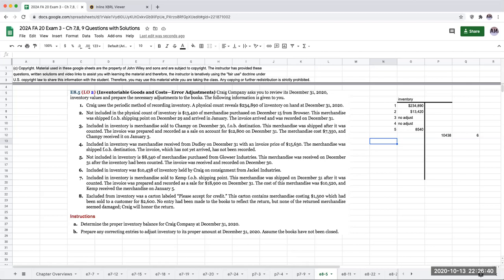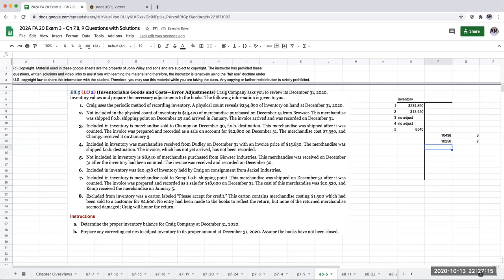Number 7, included in inventory is merchandise sold to Kemp FOB shipping point. The merchandise was shipped on December 31st after it was counted. The invoice was prepared and recorded as a sale. The cost of the merchandise was $10,520, and Kemp received it on January 5th. So this is included. It doesn't matter when they received it, it was shipped FOB shipping point. So I no longer owned it on December 31st. So I need to reduce my inventory by 10,520 right over here.